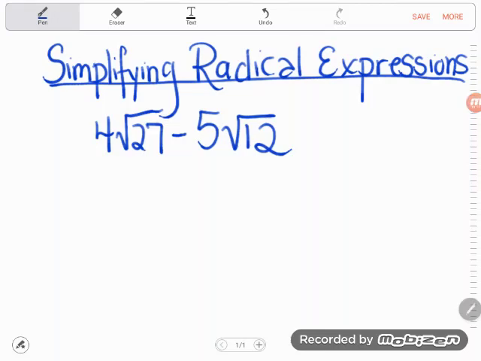Hey GED students, there's a student on Facebook who was struggling to simplify radical expressions such as the one I have written here, 4 square root of 27 minus 5 square root of 12.